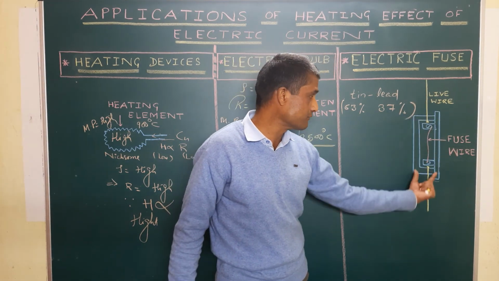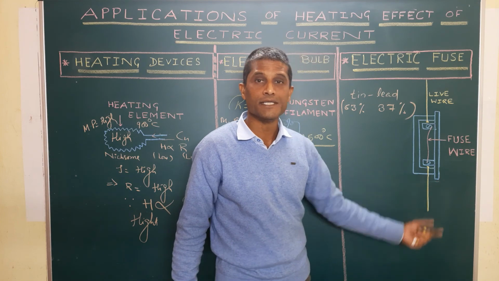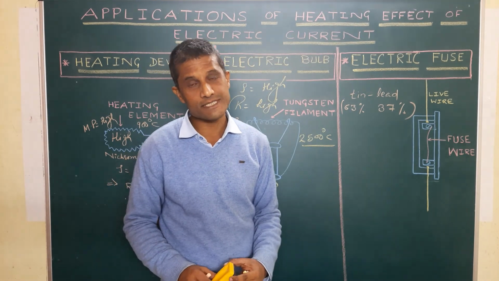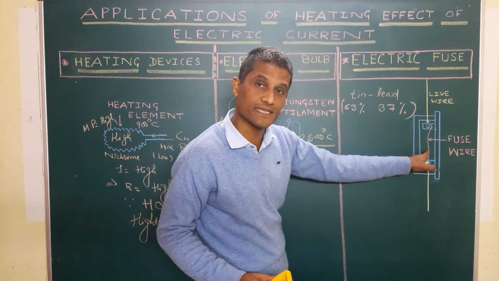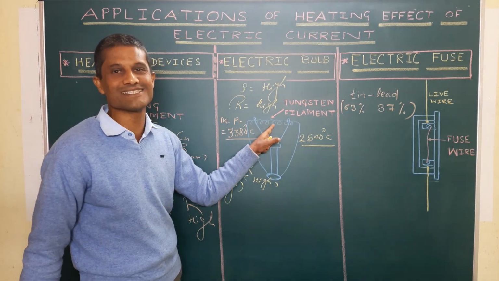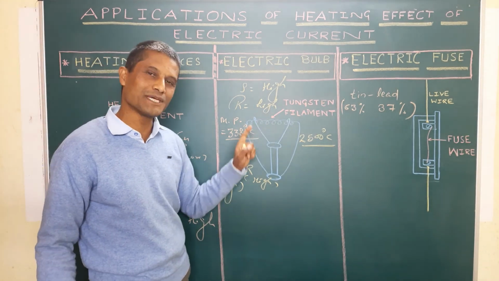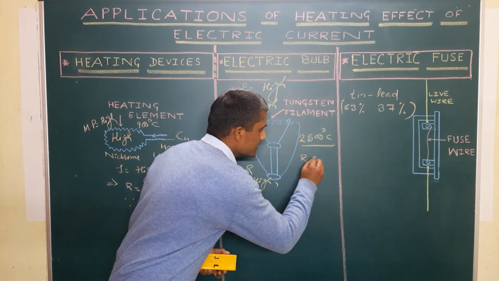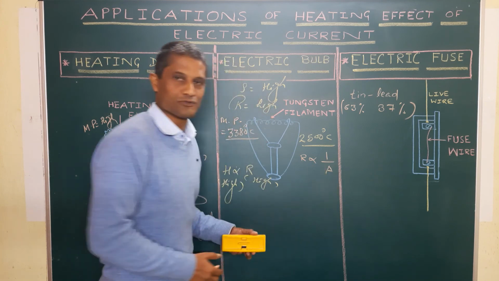Here is the electric fuse for you. The electric fuse is a safety device having a thin wire. Thinner the wire, higher the resistance. So is the thinner tungsten filament, because we have learned that the resistance is inversely proportional to the area of cross section.